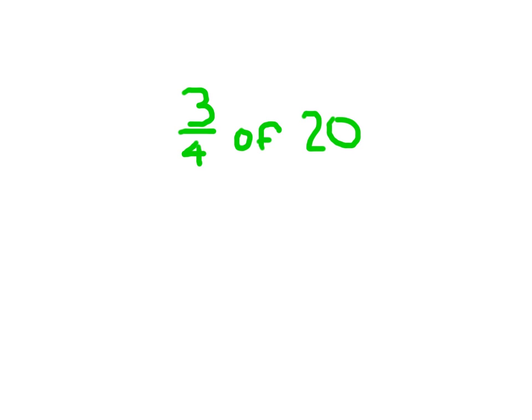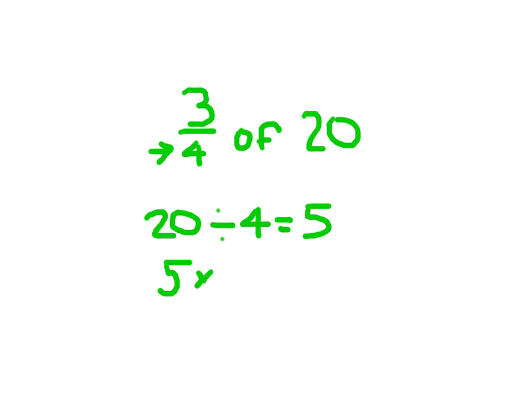For 3/4 of 20, again, it is the denominator that tells us how many parts we're dividing into. So we go 20 divided by 4 equaling 5. And then we end up looking at 3 of those 5s. So the multiplication problem we use is 5 times 3 equaling 15. 3/4 of 20 does equal 15.